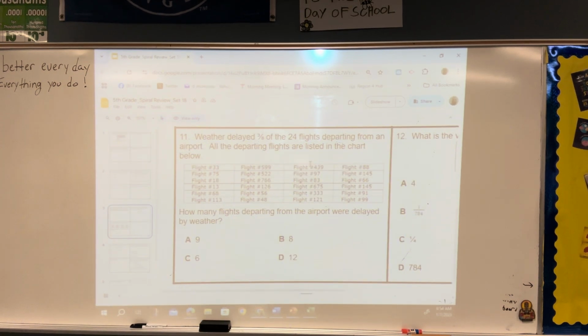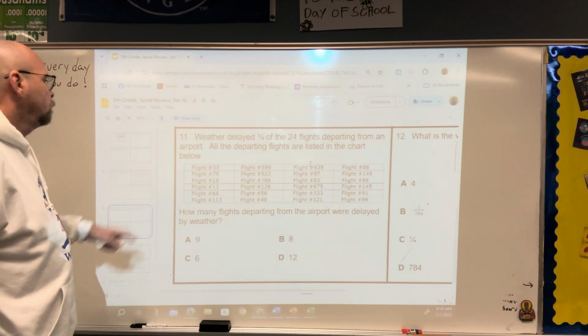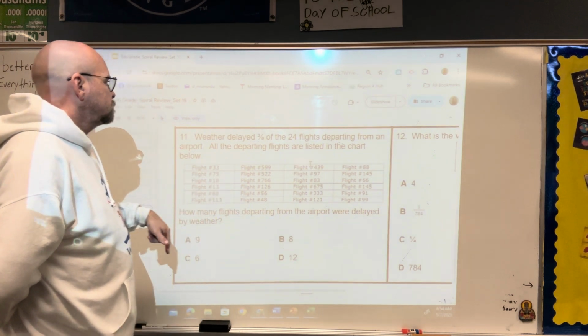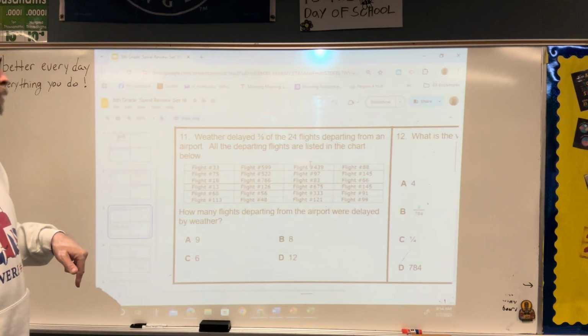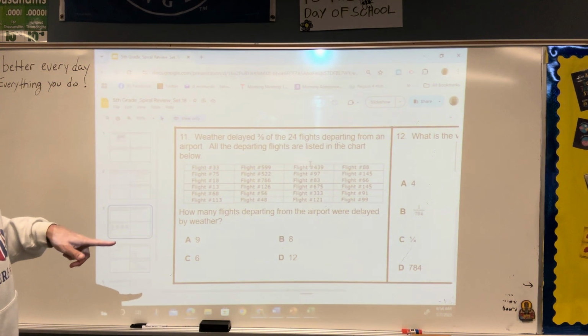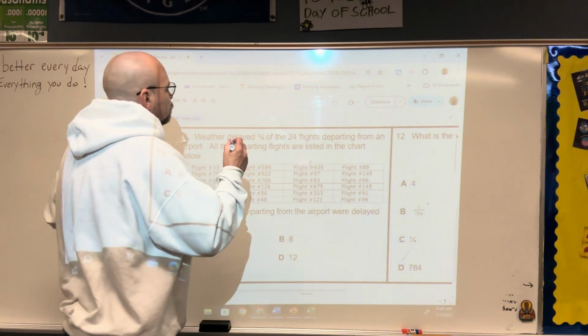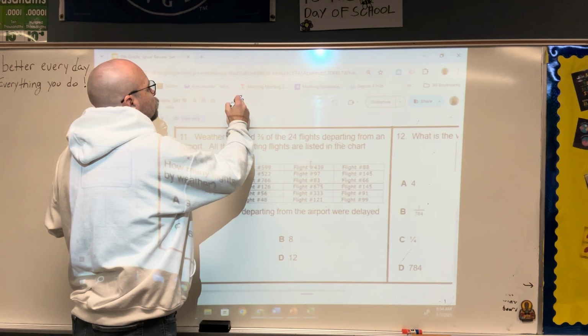Spiral Review 18, problem number 11. Weather delayed 3/8 of the flights departing from an airport. All of the departing flights are listed in the chart. Oh, so we have all these flights. If we look at them, we have 24 flights, and we need 3/8 of the 24. So 3/8 of 24.